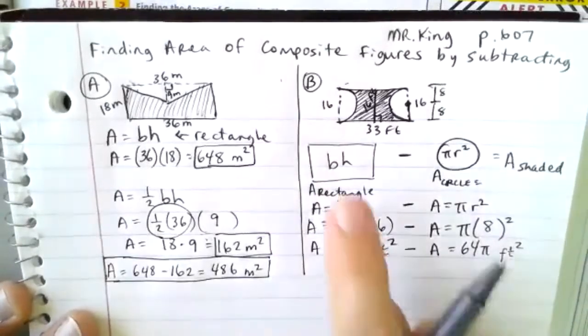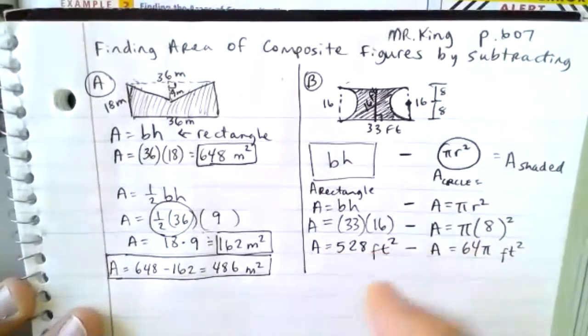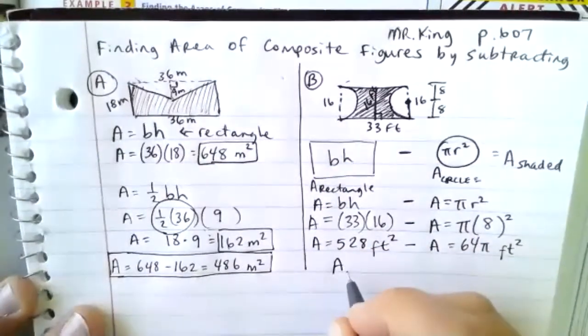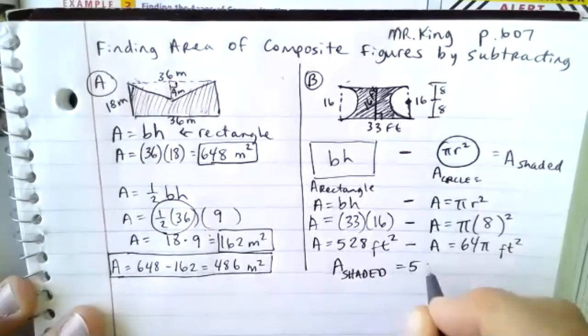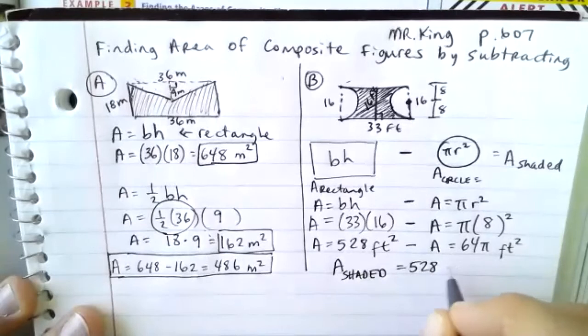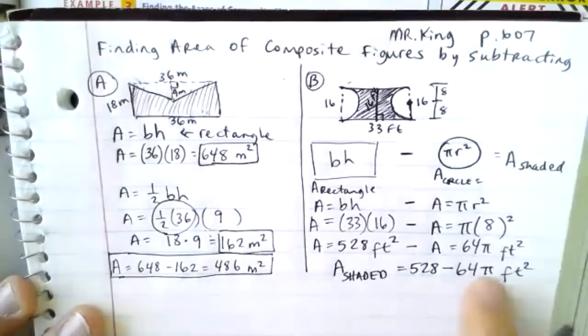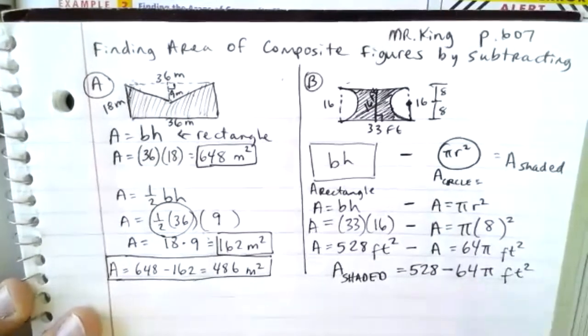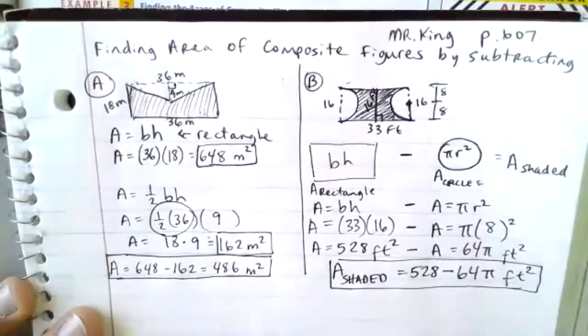And we're subtracting the circle from the rectangle, and I get the area of the shaded zone is going to be 528 minus 64 pi feet squared. Now they leave it in terms of pi here. That's okay to do that. Most of the time I would do that.